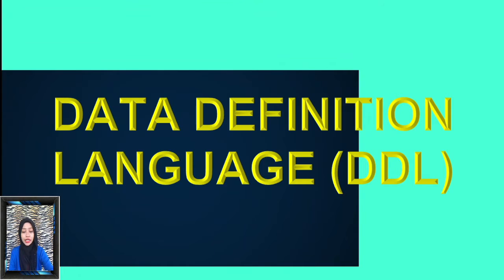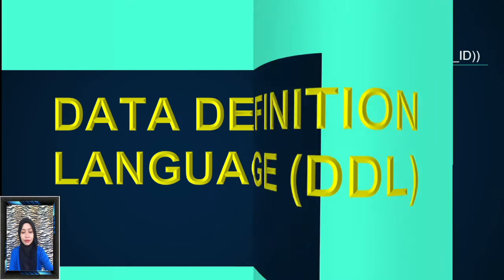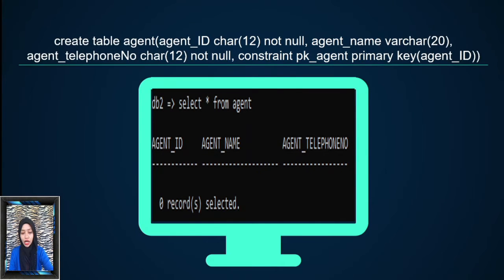So for data definition language, DDL, this is how you create a table, such as I create a table agent. What I need is agent ID, agent name, and telephone number. The agent ID I put as a char 12. The data type is char 12, and agent name, their data type is varchar 20, while the agent phone number is char 12.